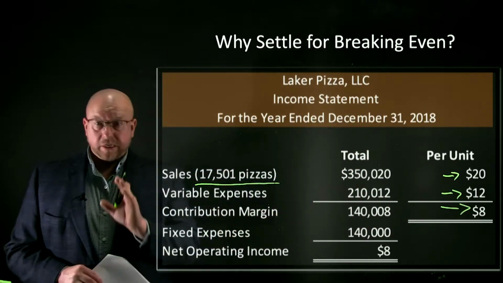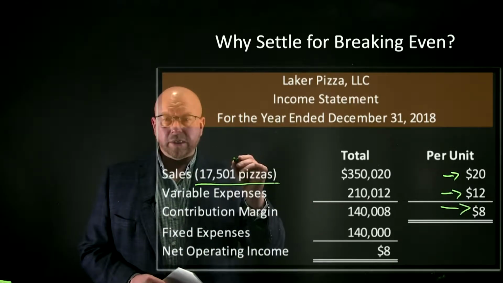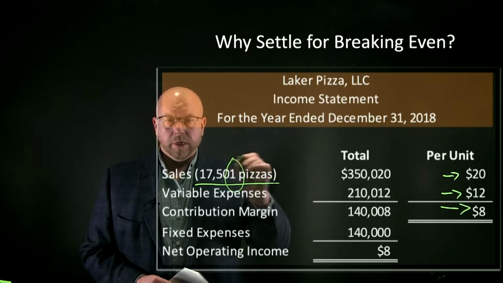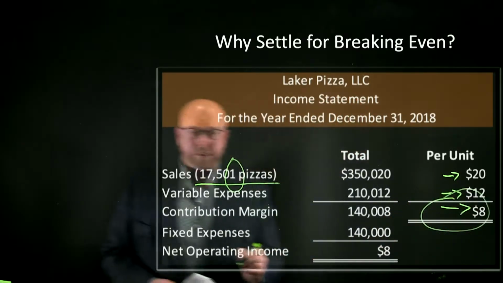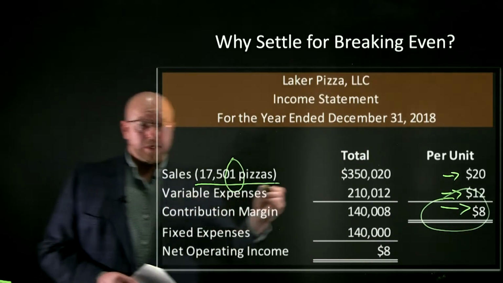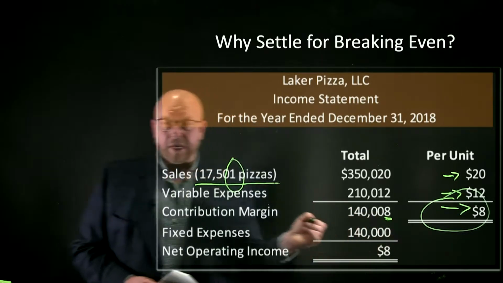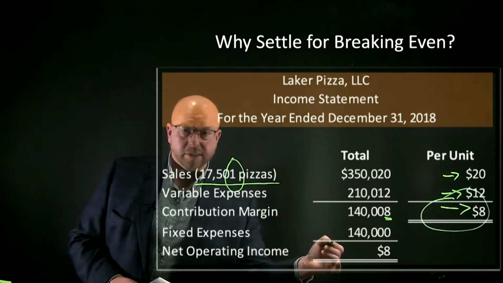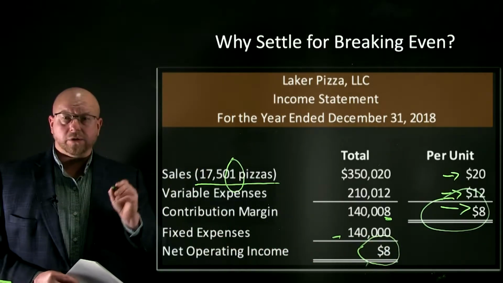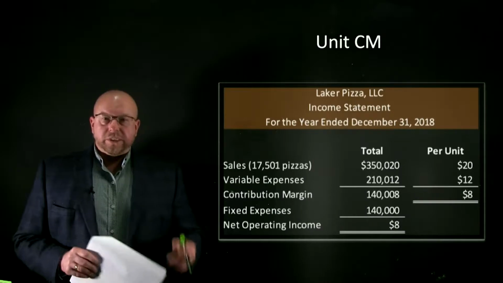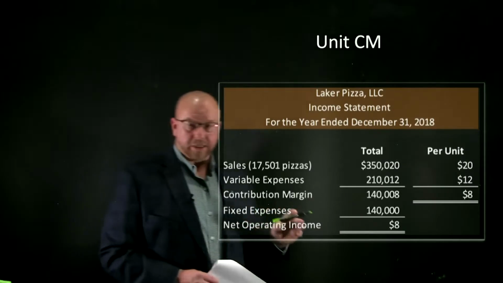So if fixed expenses stay fixed within the relevant range, and we sell one additional pizza beyond the break-even point, that one additional pizza should generate $8 in additional contribution margin, which means that our contribution margin goes from $140,000 to $140,008. And if the fixed expenses stay the same, operating income will increase by the unit contribution margin.